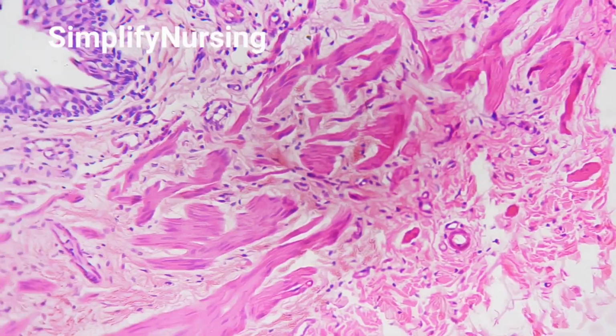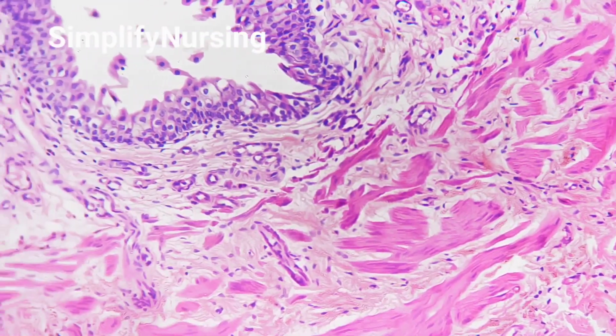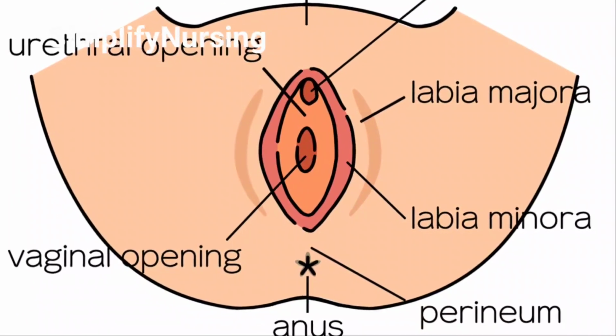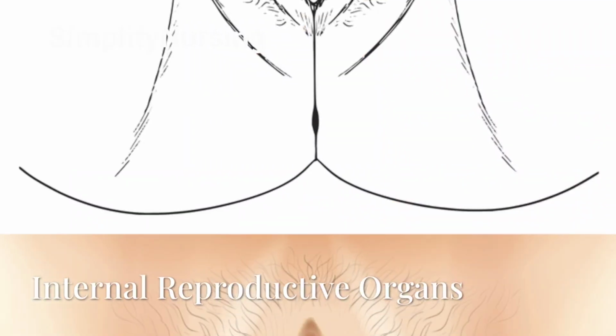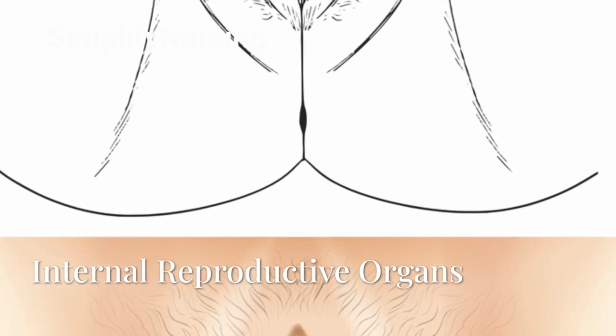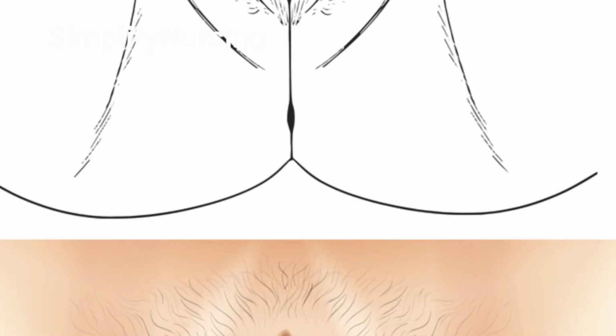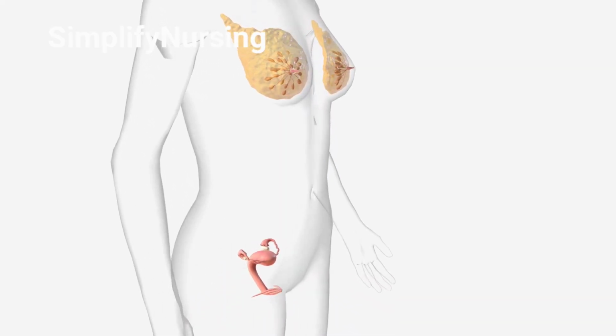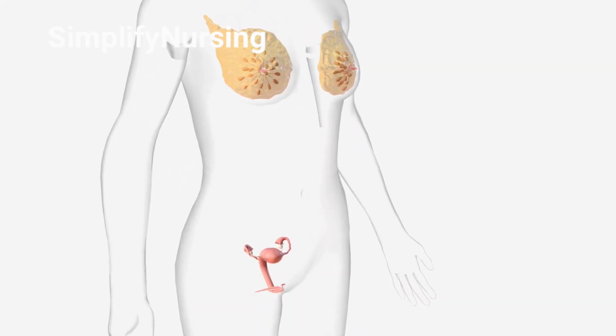Urethral opening, the opening through which urine is expelled from the bladder. Vaginal opening, the entrance to the vagina, which leads to the internal reproductive organs. Vagina, a muscular tube that connects the external genitalia to the uterus. It serves as the birth canal during childbirth and as the passage for menstrual fluid and sexual intercourse.